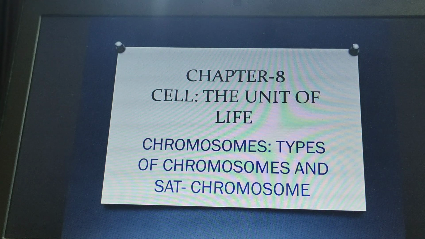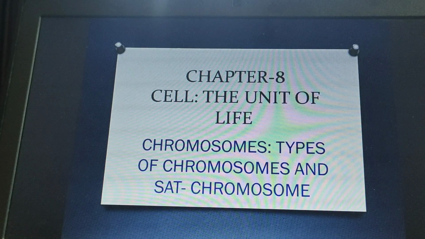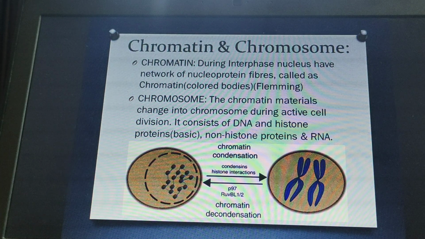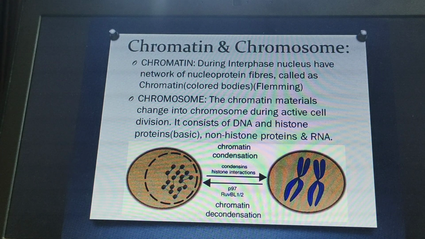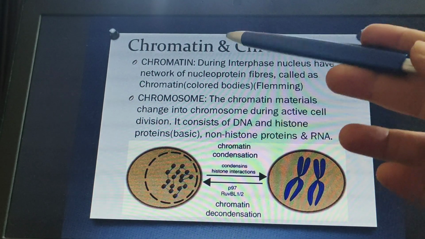Hi students, so now I'm going to discuss the chromosomes, their types, and the SAT chromosome or the satellite chromosomes. We know that chromosomes are formed during cell division, whereas when the cell is not dividing, the DNA or the genetic content is called chromatin. So first we need to clarify these two terms, chromatin.